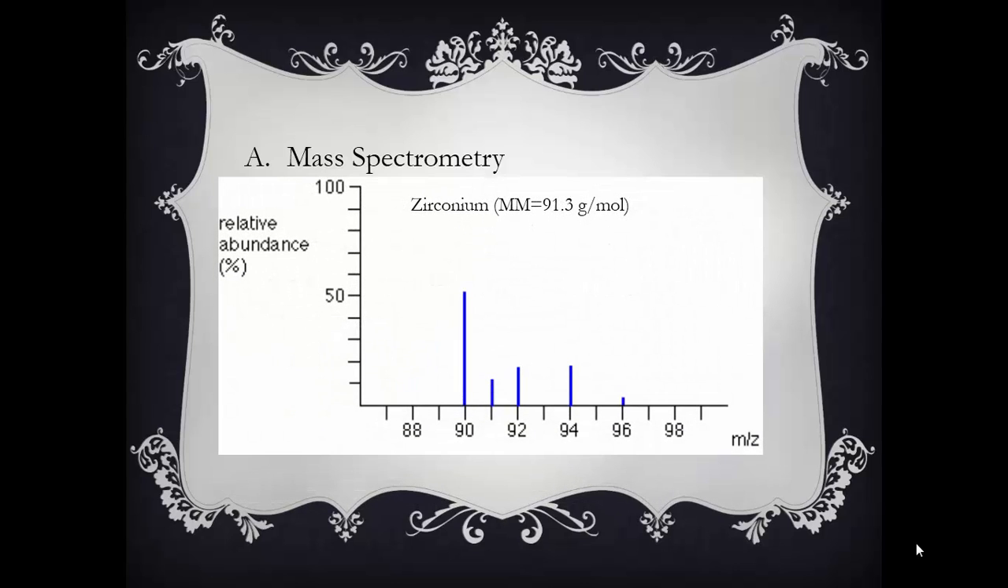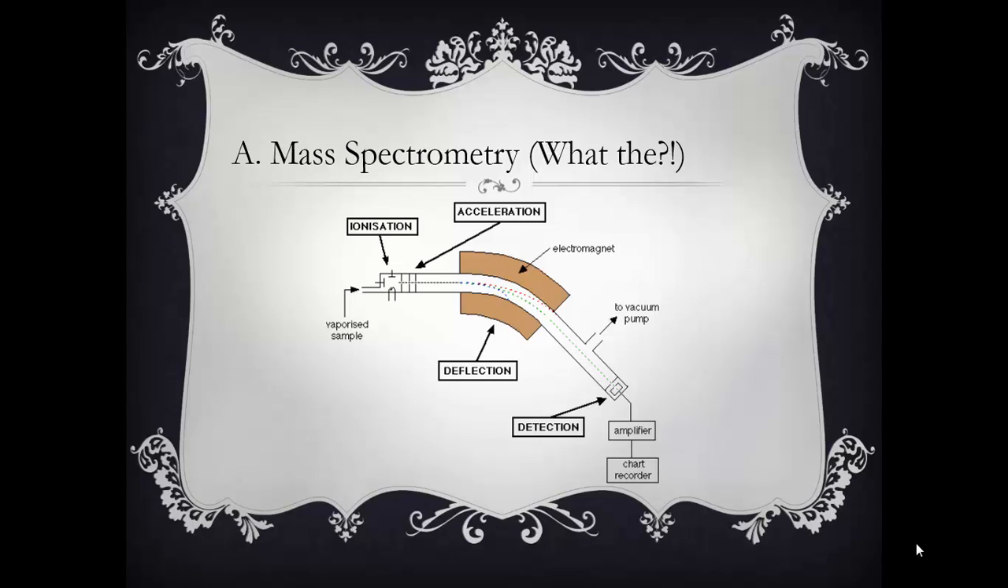Here's an example of one. Zirconium has a molar mass of 91.3, which is an average of all the isotopes. You can see that the most abundant isotope is around 50%, a little higher, of 90 zirconium, or zirconium 90. Now, how you figure out how a mass spec actually works.